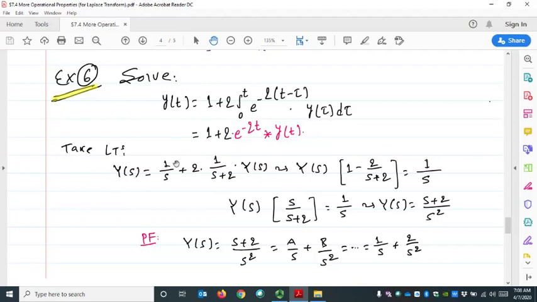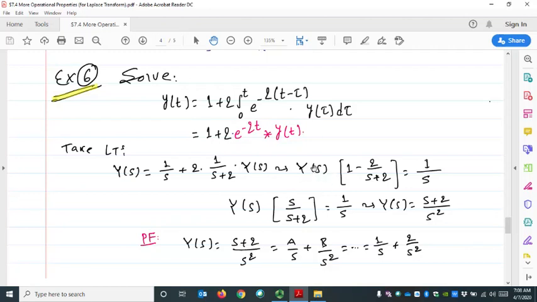The Laplace transform of 1 is 1 over s, as it is. The Laplace transform of e to the power negative 2t convolved with y of t equals the product of their Laplace transforms. So the Laplace transform of e to the power negative 2t becomes 1 over s plus 2, and the Laplace transform of little y of t is capital Y of s. Solve for capital Y of s. So bring this term to the left side and factor out capital Y of s.